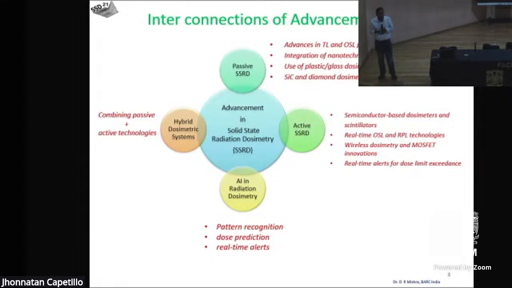Why should we have active and passive differently? Why can't we have a comprehensive single package? The aim is to provide safety and the dosimetric limits, operational limits, and decision-making capacities. We should not stick to passive or active. Now let's talk about more comprehensive.